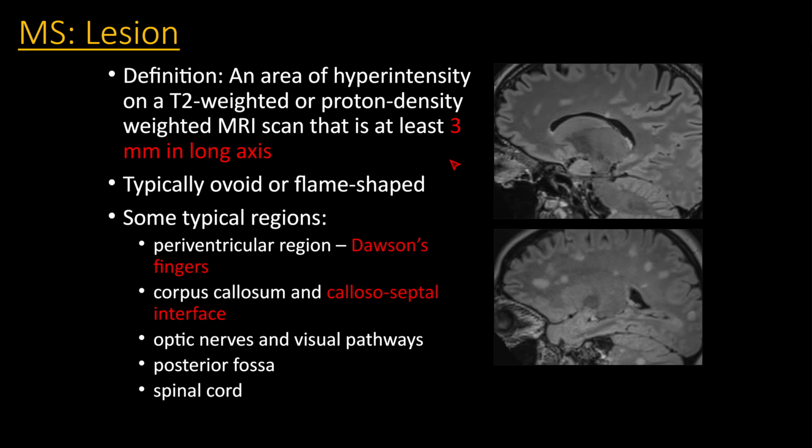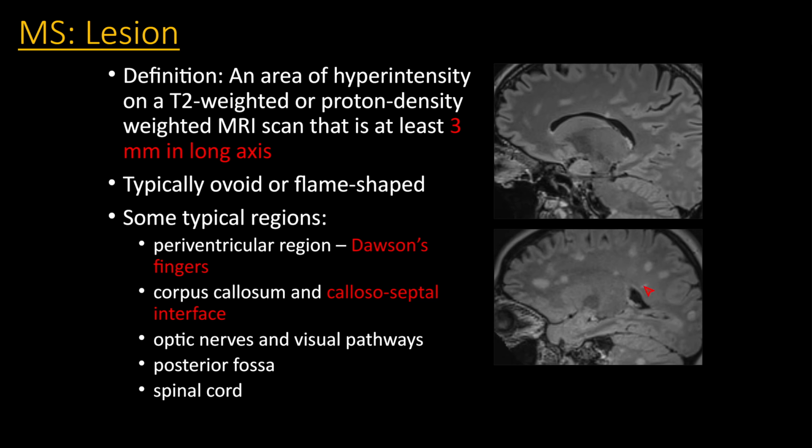Now, McDonald criteria does actually define what a lesion is for the purposes of MS, and they define it as an area of hyperintensity on either T2 FLAIR or proton density image that's at least 3 millimeters in the long axis. So in any axis, it needs to be 3 millimeters or more. So that's basically how it's defined. If you have these little dots of hyperintensity, for the purpose of McDonald's criteria and the initial diagnosis of MS, those things do not count as lesions. So they need to be at least 3 millimeters in their long axis. They could be very thin, but as long as they're 3 millimeters in long axis, that's okay.